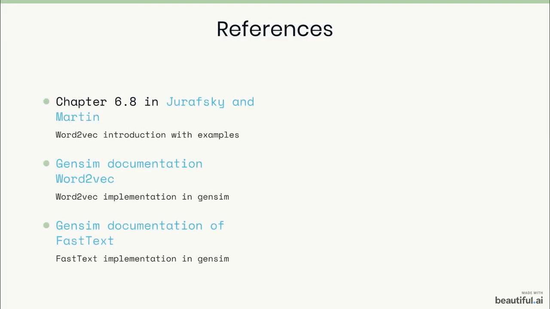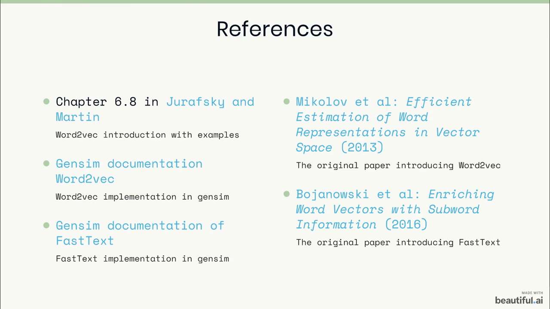And lastly, here are some references where Chapter 6.8 in Jurafsky and Martin is an introduction to Word2vec with some examples. We also have the Gensim documentation. So this is the Gensim Python library documentation of Word2vec and FastText. And on the right, we have the two original papers introducing Word2vec from 2013 and FastText in 2016.